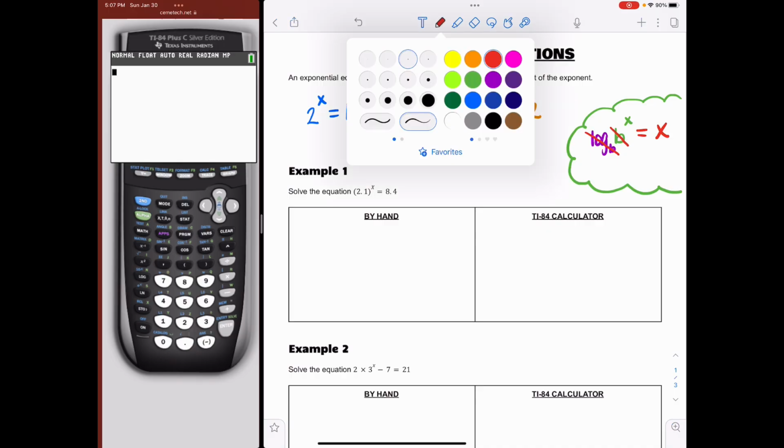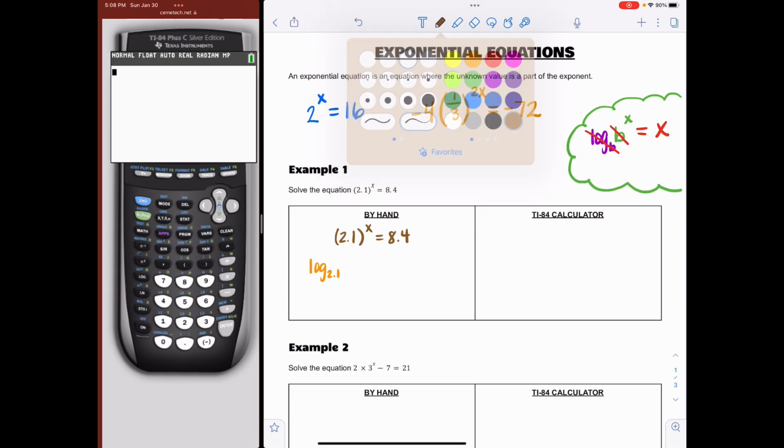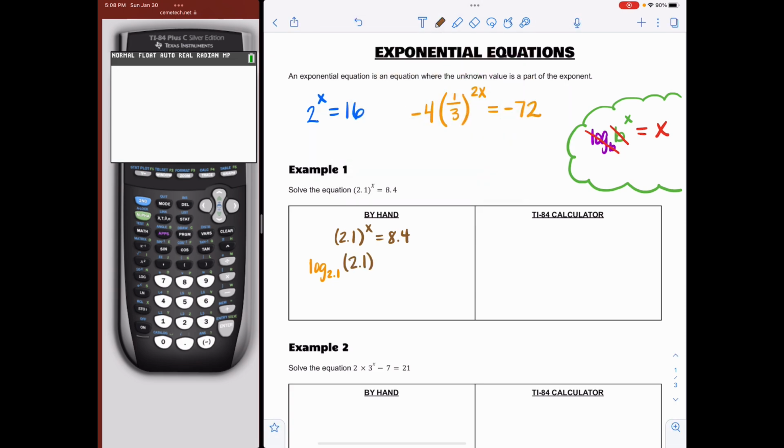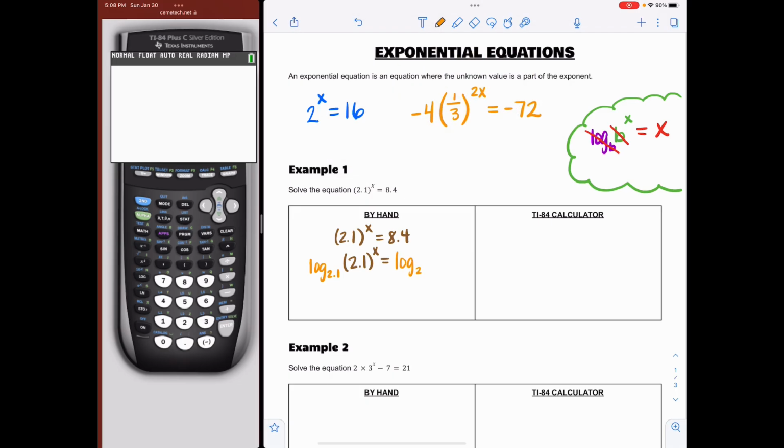So let's look at an example. It says solve the equation 2.1 to the power of x is equal to 8.4. I would need to take the log of both sides. But when I take the log, I have to take the log with the same base as the power. So I'm going to have log base 2.1 of 2.1 to the power of x is equal to log base 2.1 of 8.4.